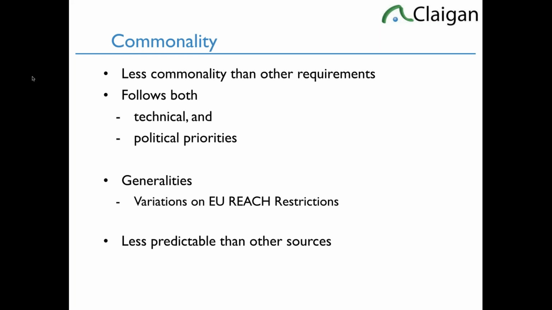If you're looking at a lot of the priority substances going through in the US, the ones that will affect products are already REACH restrictions to a certain extent. So, like the phthalates.